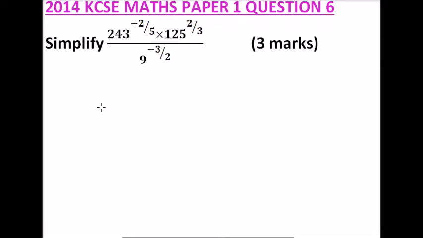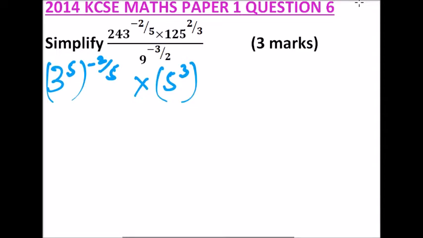2014 paper 1 question 6, we are told to simplify. For us to be able to solve this question, we need to write 243, 125 and 9 as powers of 3 and 5. So 243 is the same as 3 to power 5, so you can close the bracket. This is minus 2 over 5, not 3 over 5. You multiply by 125, which is the same as 5 cubed, inside the bracket with 2 over 3. All this is divided by 3 squared in brackets to power minus 3 over 2.